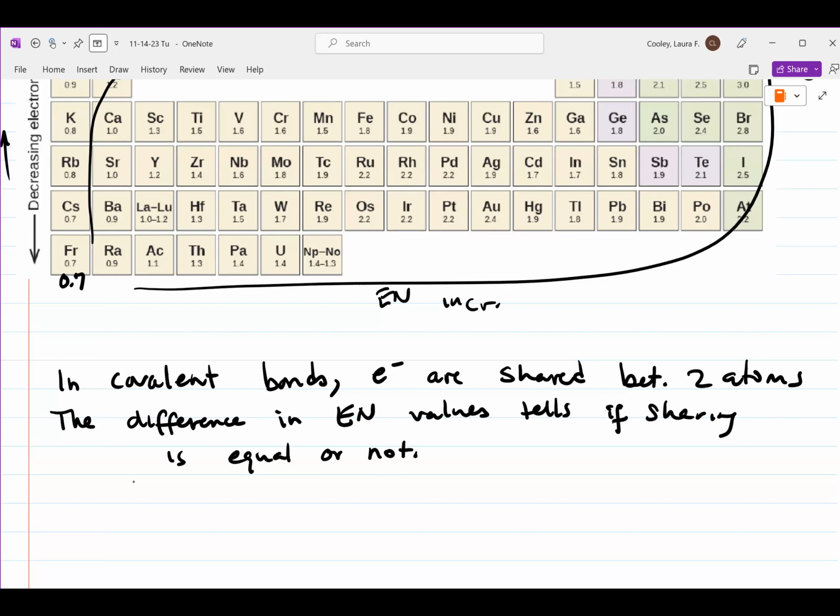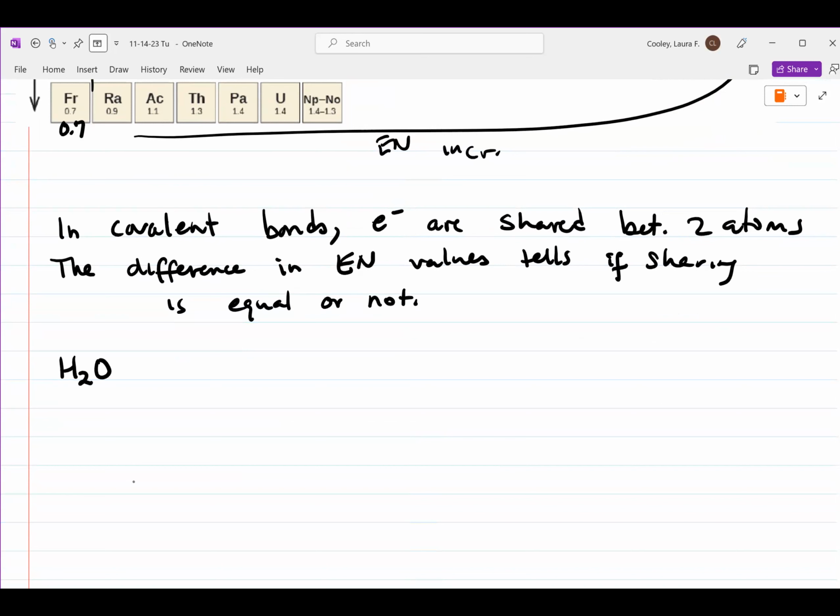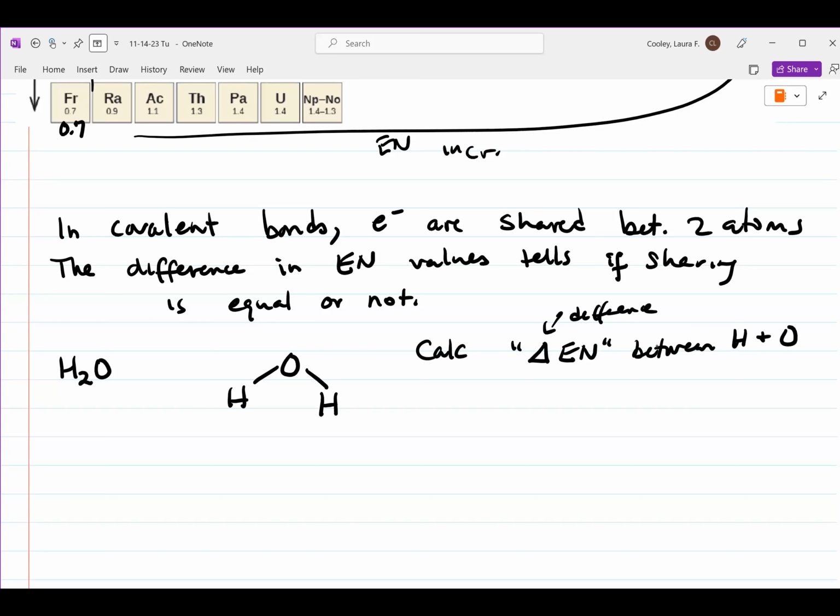Okay, so let me give you an example. Sort of classic example here is the water molecule, H2O. Okay, so this is the water molecule. Here's 2 bonds. I'm going to talk about how we draw these structures for water and other molecules soon. But what I want to do is do a little bit of a calculation. I want to calculate the difference in electronegativity between H and O.